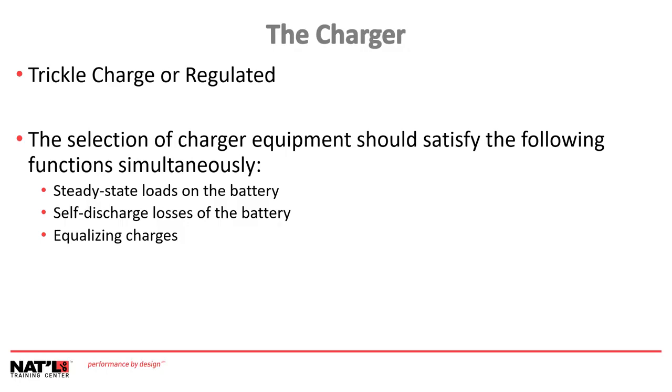The equalizing charge is an extended normal charge and is given periodically to ensure that cells are restored to the maximum specific gravity. All lead acid batteries require a monthly equalizing charge except for lead calcium type. Nickel cadmium batteries do not require the equalizing charge. However, it is recommended for occasional boosting.